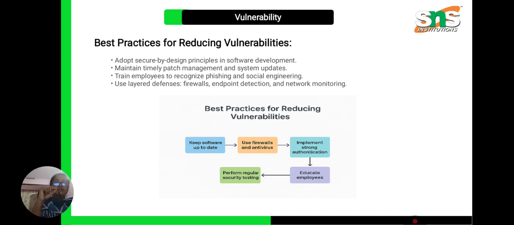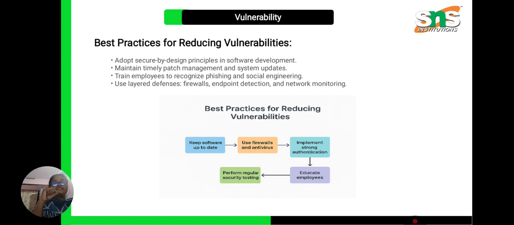Let us now see the best practices for reducing vulnerabilities. In order to reduce vulnerabilities, organizations should follow best practices. These include adopting secure by design principles, maintaining timely system updates, training employees to identify phishing attacks, and using layered security defenses like firewalls and monitoring tools.